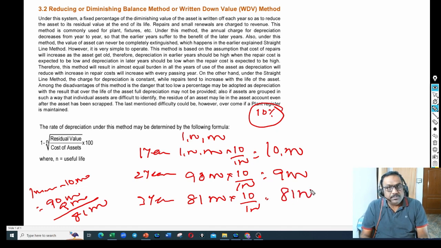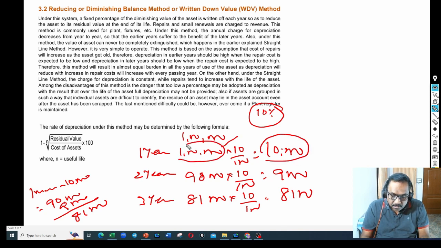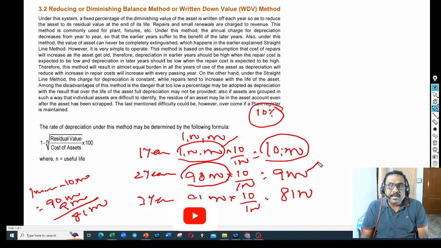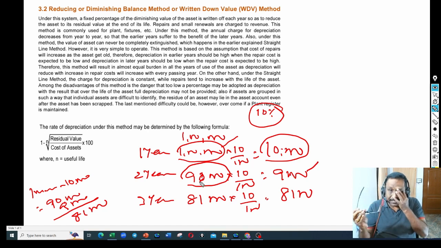So what is your observation here? First year we calculated on the original cost of 1 lakh into 10 by 100 equal to 10,000. So we reduced this 10,000 rupees from the asset value. So it has come to 90,000. 90,000 into 10 by 100, 9,000. This 9,000 again we deducted, reduced from the 90,000. Correct? So it has come to 81,000. 81,000 into 10 by 100, 8,100.